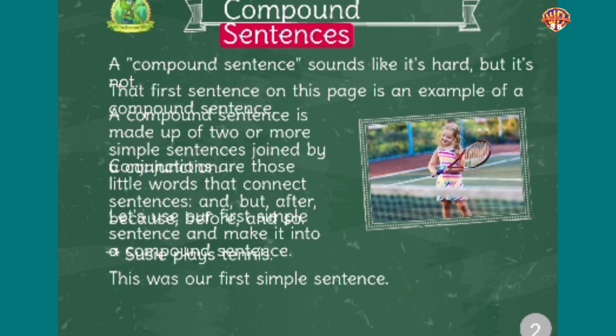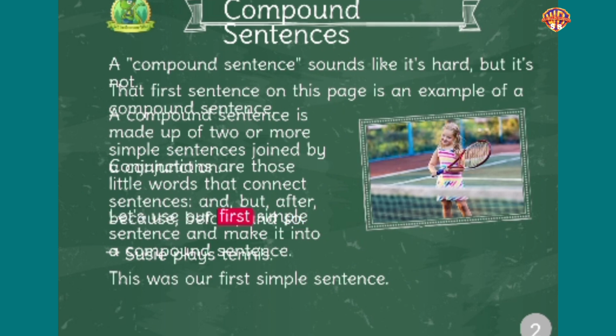Compound sentences. A compound sentence sounds like it's hard, but it's not. That first sentence on this page is an example of a compound sentence. A compound sentence is made up of two or more simple sentences, joined by a conjunction. Conjunctions are those little words that connect sentences: and, but, after, because, before, and so.